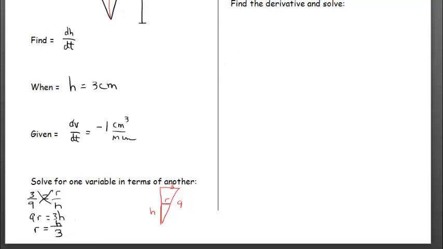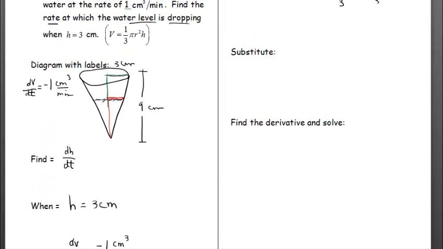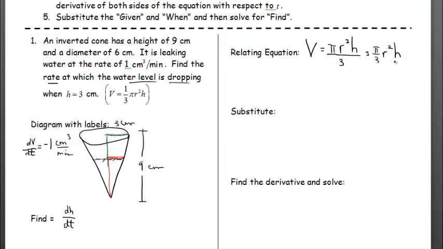But what we're going to do back up here is get rid of r by substituting in h over 3. I haven't done any calculus yet. I haven't differentiated. I just want to get rid of one of these variables so I don't have to do the product rule. So volume equals pi over 3 times r squared, and r is out; we're replacing it with h over 3. Let's square this first, PEMDAS, and clean it up. So pi over 3 times h squared over 9, square the top, square the bottom, times h over 1.